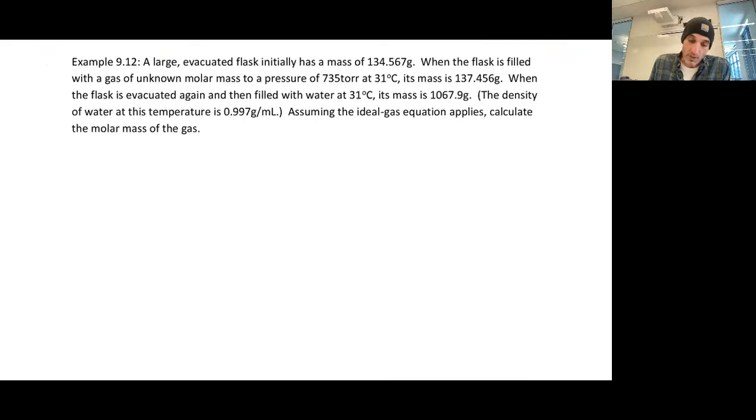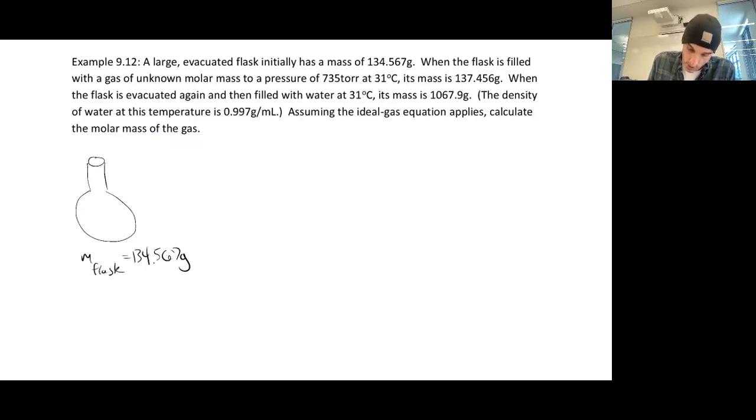Next up. This one's a little bit more complicated. This is exactly the lab that we're going to do. I'm going to draw this out, but I'm going to let you work on it. A large evacuated flask, here's my large evacuated flask, has a mass of 134.567 grams. When the flask is filled with a gas of unknown molar mass to a pressure of 735 torr at 31 degrees Celsius, its mass is, so this is important.